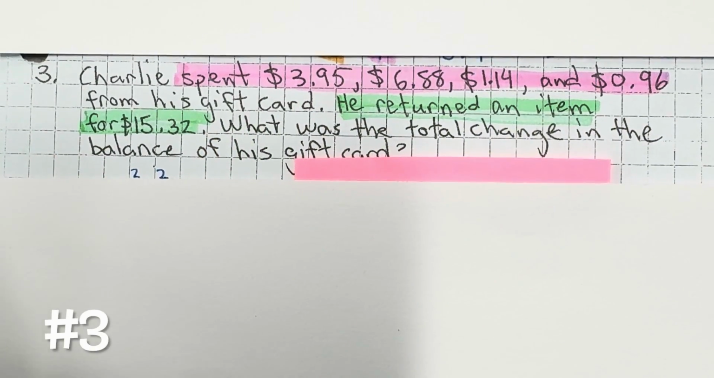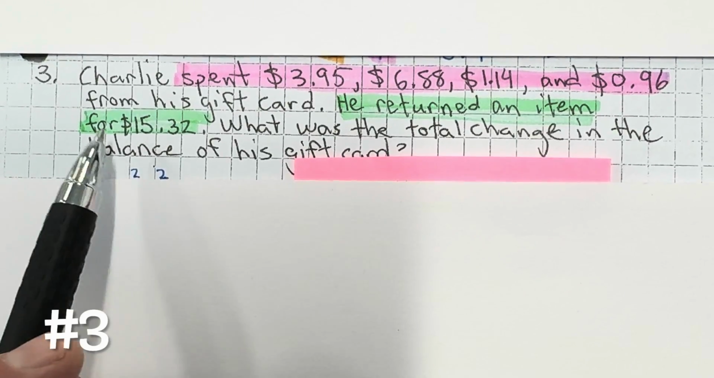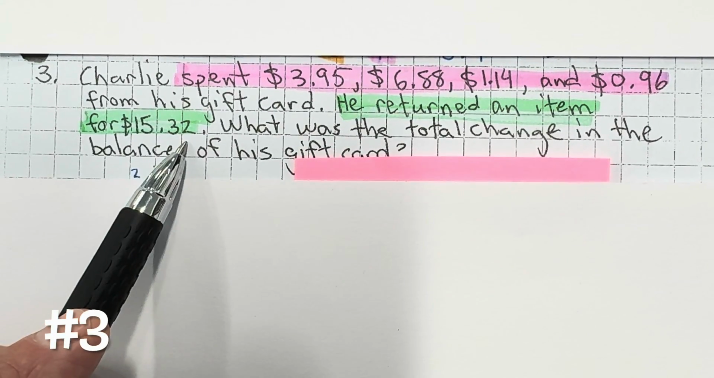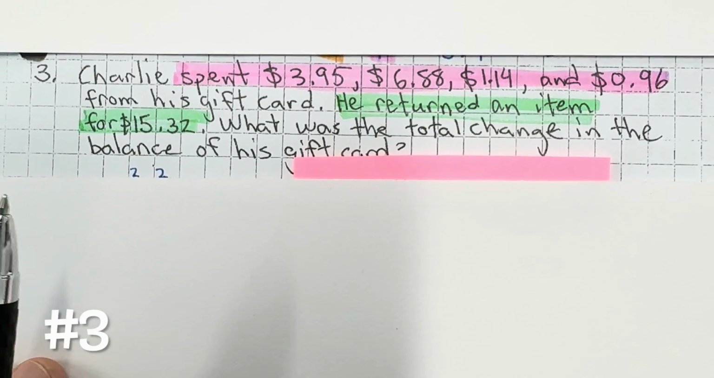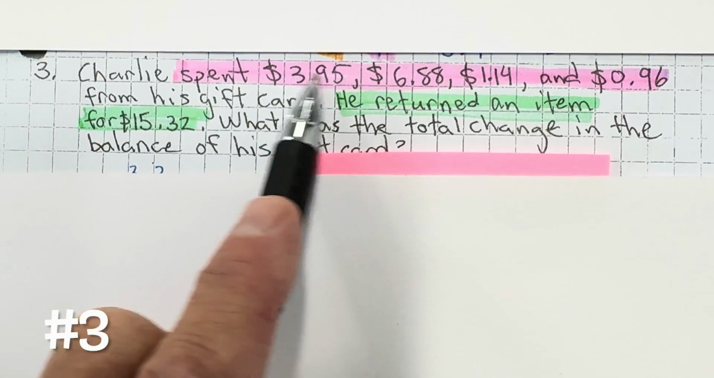Number 3, Charlie spent $3.95, $6.88, $1.14, and 96 cents from his gift card. He returned an item for $15.32. What was the total change in the balance of his gift card? Well, let's find out how much he spent first.